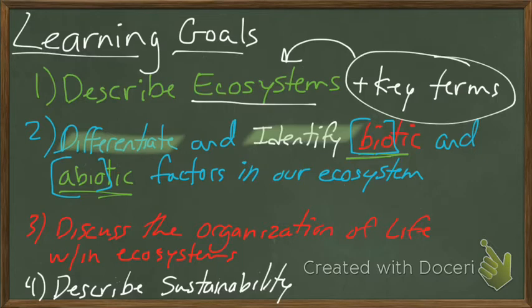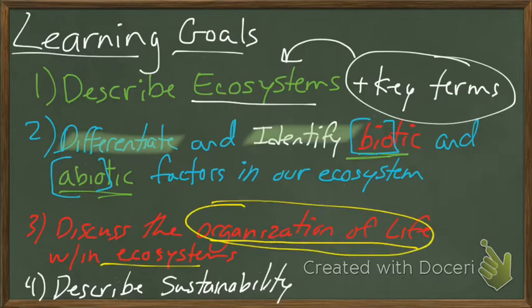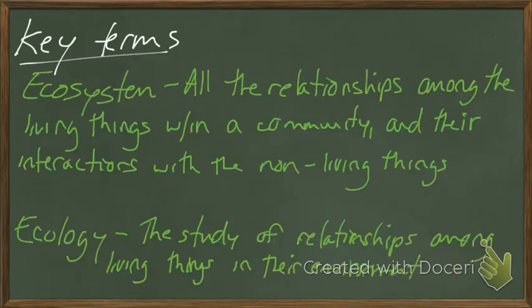Third, we're going to discuss the organization of life within an ecosystem. This is something that I bring up a lot when I'm talking about biology, because again, organization, that's what we want as scientists. We want everything to have its own label, its own file, its own name, so we can refer to it quickly and easily and identify it. And then the last thing is we're going to define sustainability and, one of my favorite words, stewardship. This is very important to me in my life, and I'll describe why.